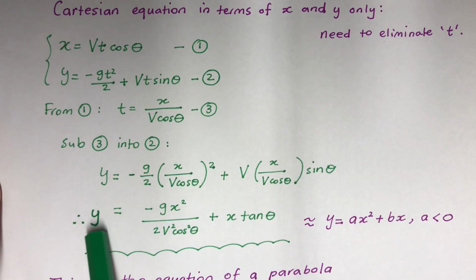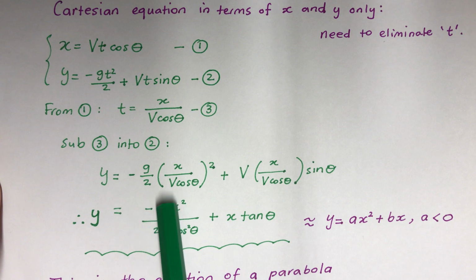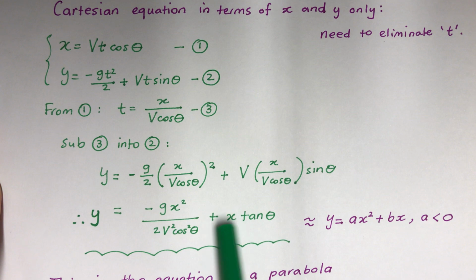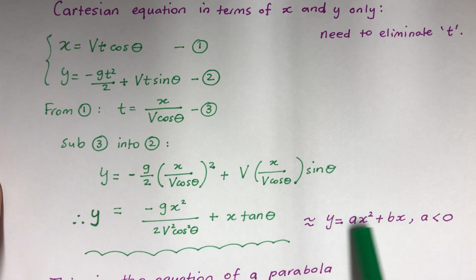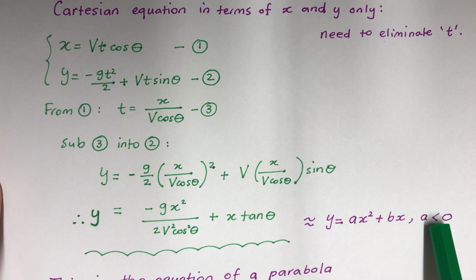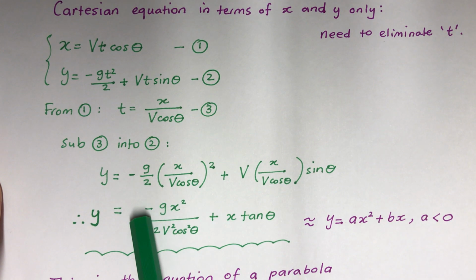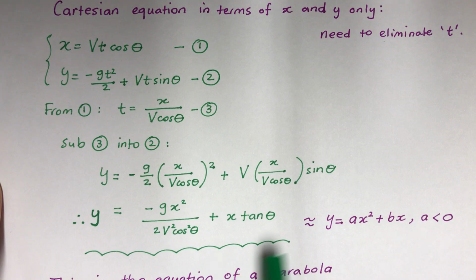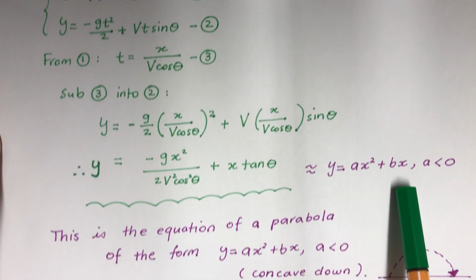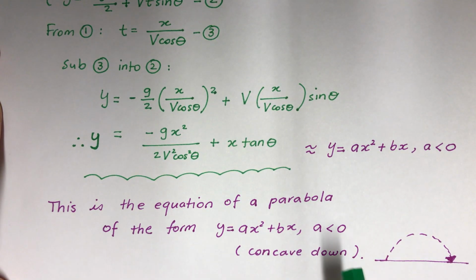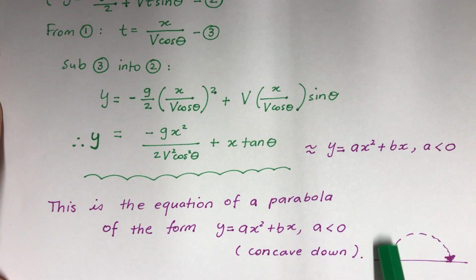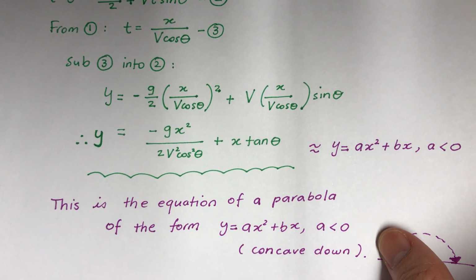Now, if you look at this carefully, if I just take that out, it's like x squared plus something x. So it's like y equals ax squared plus bx, but a is negative because it's got a negative here, less than 0. So this is a parabola, but concave down. That's the projectile motion, isn't it? It's a concave down parabola. Okay, all right, next one.